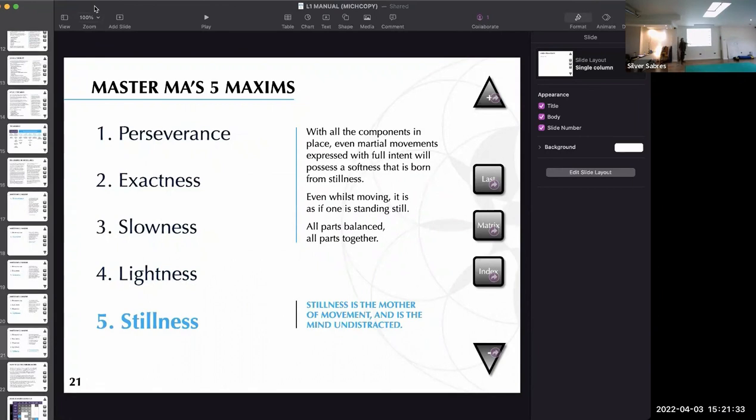Finally, we have stillness. I'm not going to lie, I might be able to demonstrate it, but I don't know if I can explain it. I don't know if it can be explained. With all the components in place, even martial movements expressed with full intent will possess a softness that is born from stillness. Even whilst moving, it is as if one is standing still, all parts balanced, all parts together.